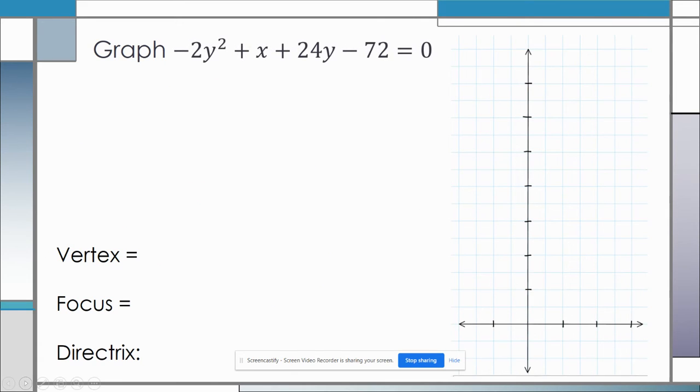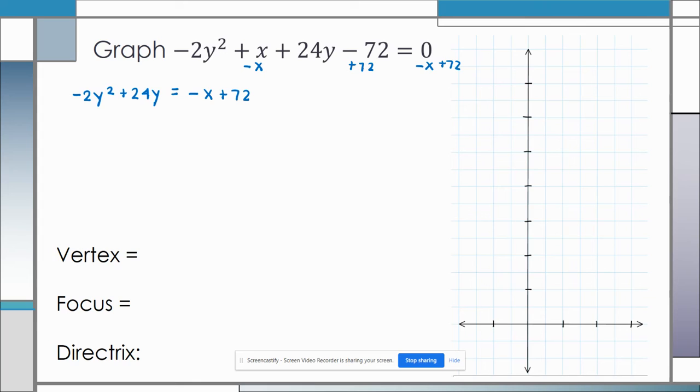Okay, same idea. Let's go ahead and graph this. So I'm going to understand that my y term is what's being squared. So I'm going to keep the y terms over here on the left. I'm going to move anything that doesn't have a y over to the right. That means I'm going to have to subtract x as well as add 72. So that equals then negative x plus 72.